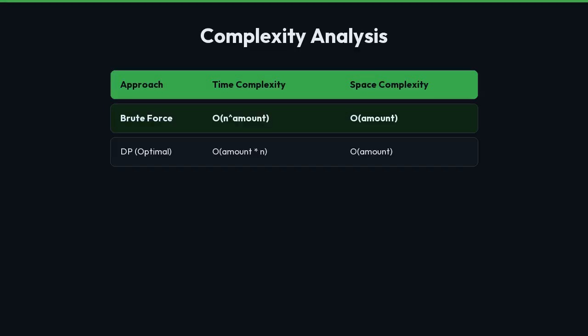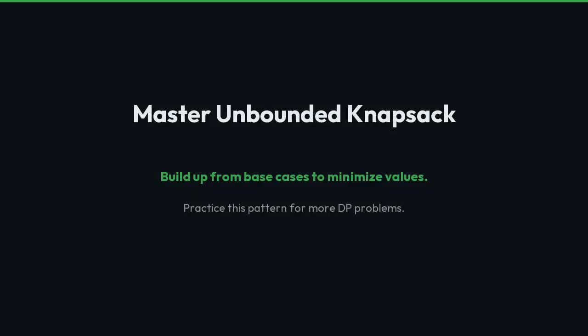The time complexity is order amount times n, where n is the number of coins. We visit each cell in the dp array once for every coin type. The space complexity is order amount because we only store the dp array. Remember that unbounded knapsack problems allow infinite items and require building up from a base case. Code this pattern yourself to master the technique of minimizing values in dynamic programming.